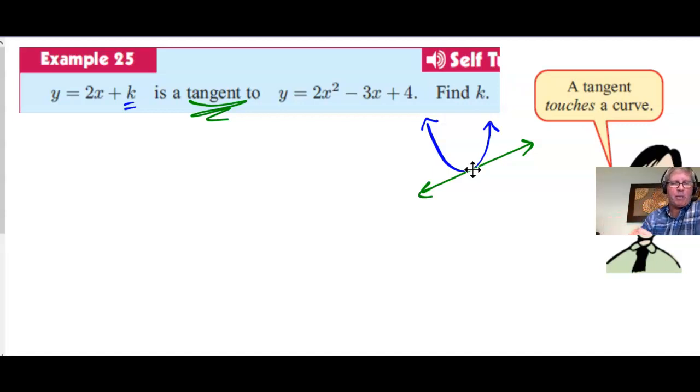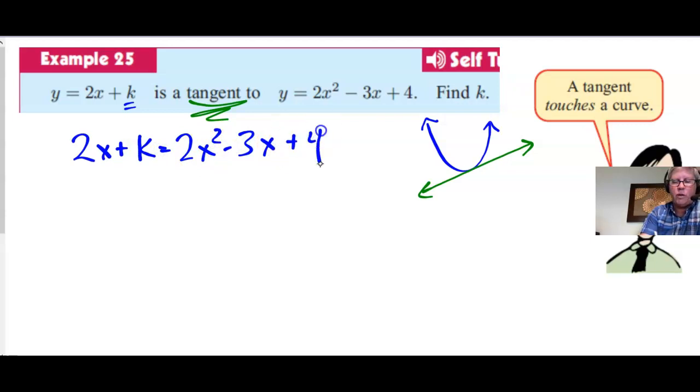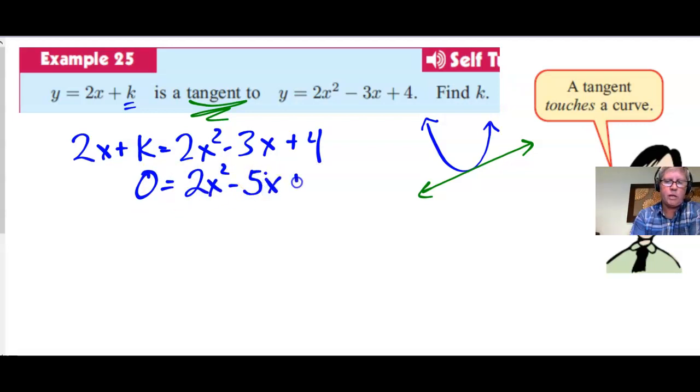So this should bring up our b squared minus 4ac. Let's start off by setting these equal. 2x plus k equals 2x squared minus 3x plus 4. What we're going to do now is what we always do. Let's just make everything equal to 0. 2x squared minus 5x plus 4 minus k. All right, that is a quadratic. That has solutions. But in this case, we've got this k that affects that.